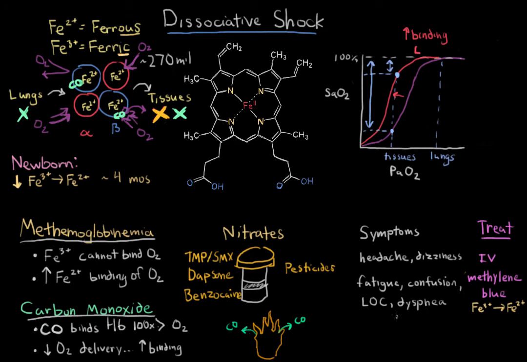And like methemoglobinemia, the symptoms are very similar. You'll start out with a headache and dizziness and progress to fatigue, confusion, loss of consciousness, difficulty breathing, and so forth. And the treatment for carbon monoxide will be 100% oxygen. The idea is if you oversaturate the patient with oxygen, it can hopefully cause carbon monoxide to be kicked off of the hemoglobin molecule. So that's dissociative shock, an inability for oxygen to dissociate from hemoglobin.